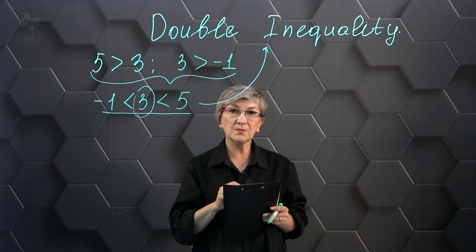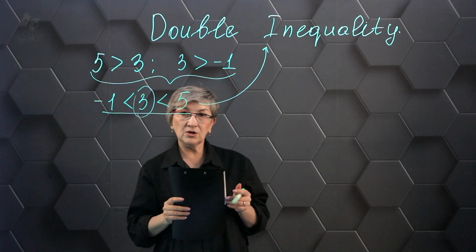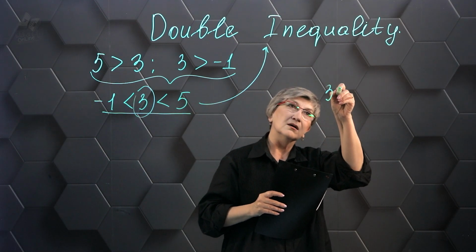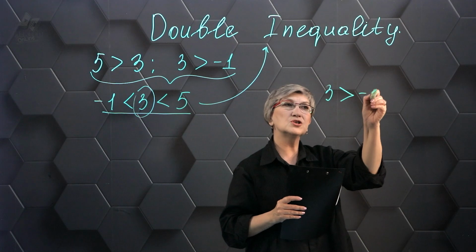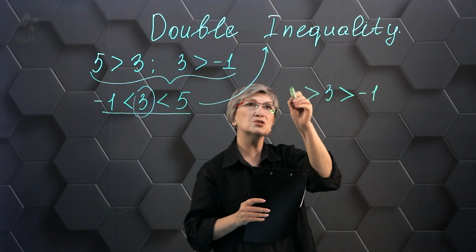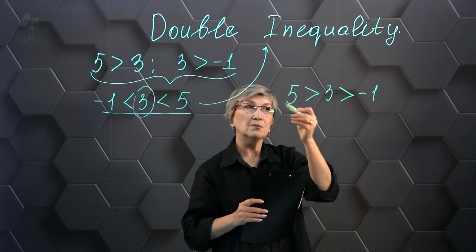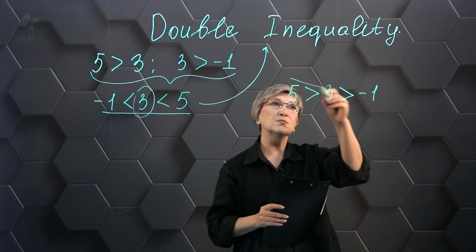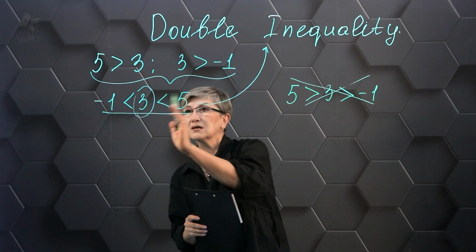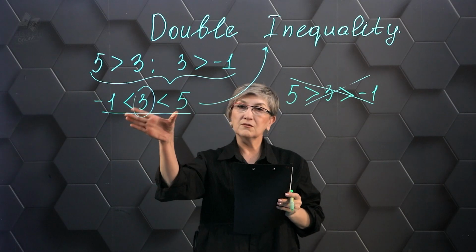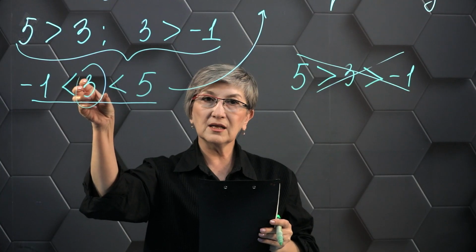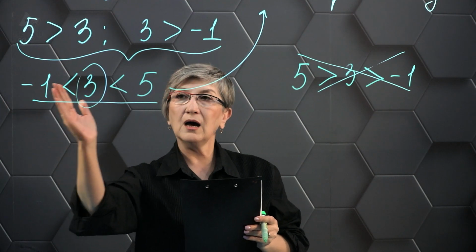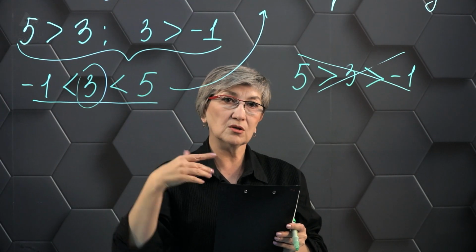I would like to highlight that the double inequality is not commonly recorded this way in mathematics. 3 is greater than -1 but less than 5. In theory, this is also a double inequality, but in mathematics, one must write it like this. Initially, I announce the greater number, and afterward I go back to the lesser number.